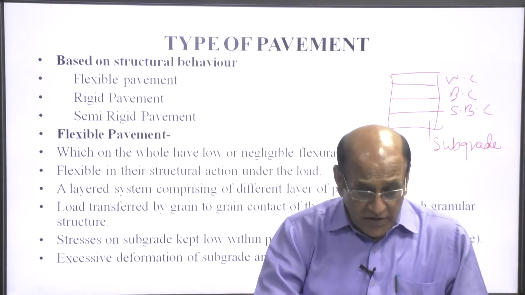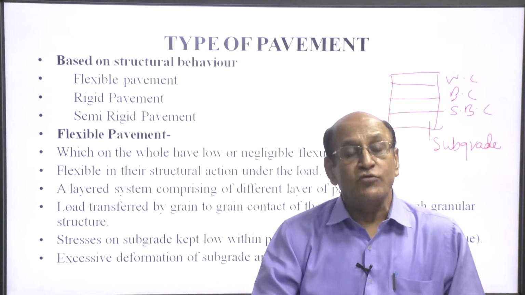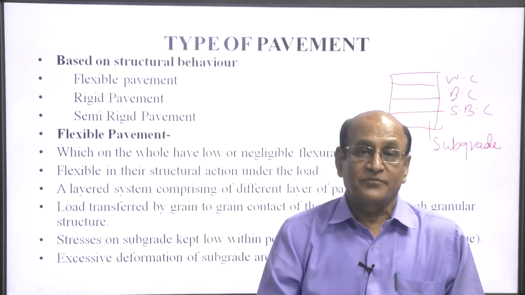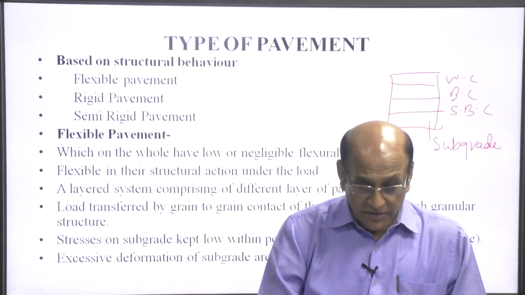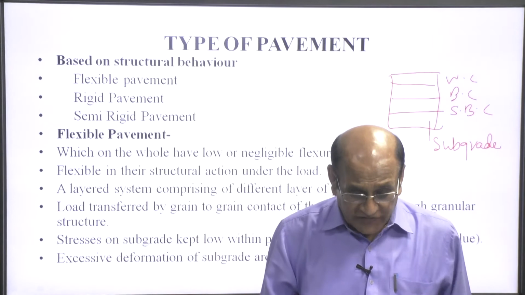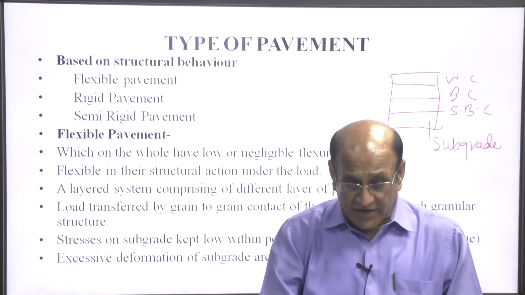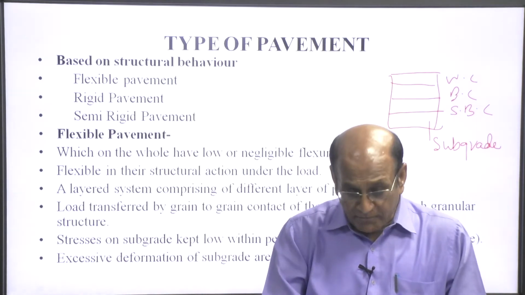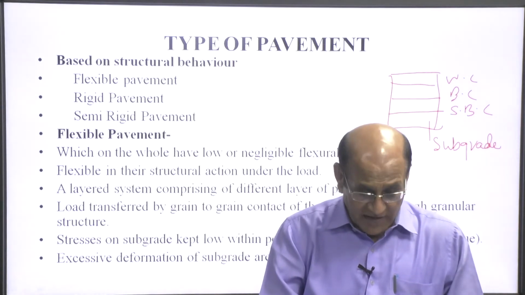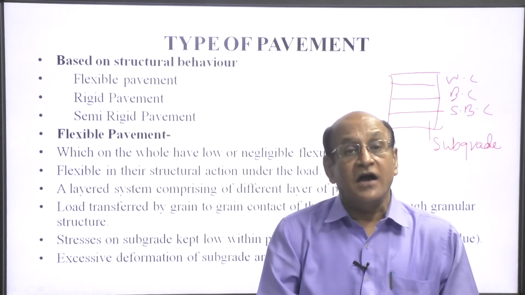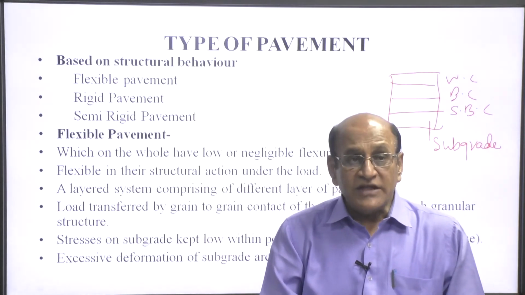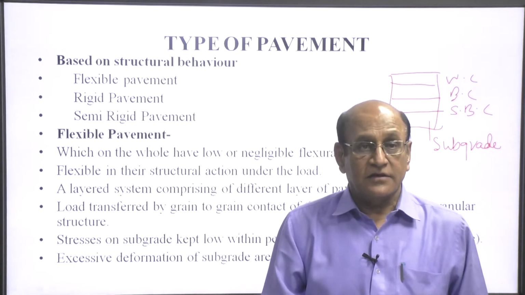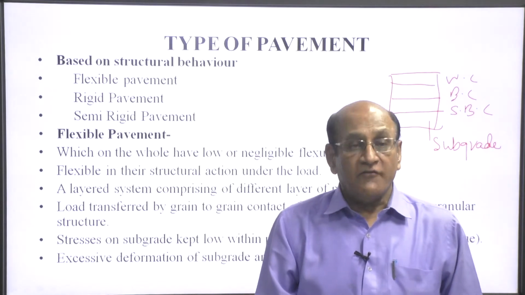Now, load transfer in the flexible pavement is grain to grain through the granular structure. The stress on the subgrade is kept low, within the permissible limit of the bearing power, that is called the CBR value. Excessive deformation of the subgrade is restricted. So, these are the various properties of the flexible pavement.